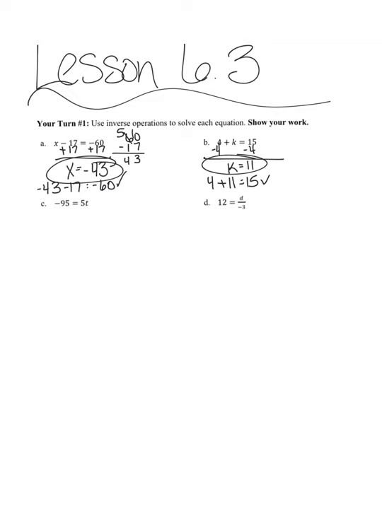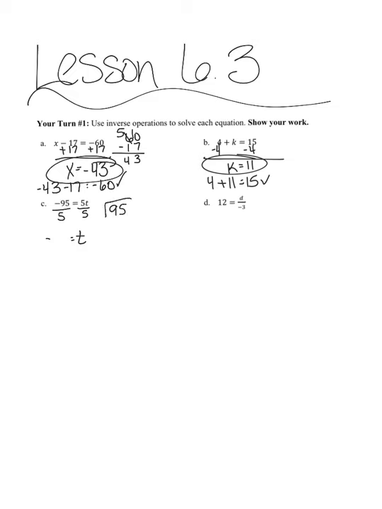And we've got two more. Negative 95 equals 5t. We know that 5t is 5 times t, and the inverse of multiplication is division. So I'm going to divide by 5 on both sides. And negative 95 divided by a positive 5, I know that results in a negative.